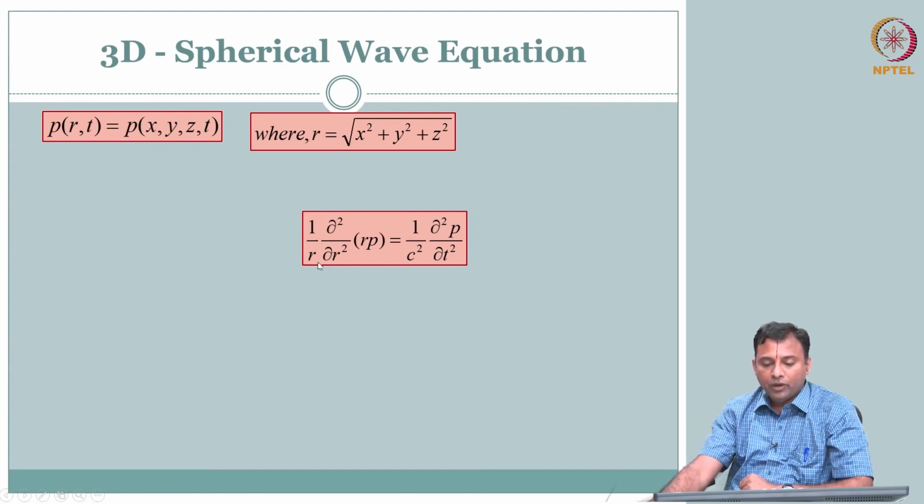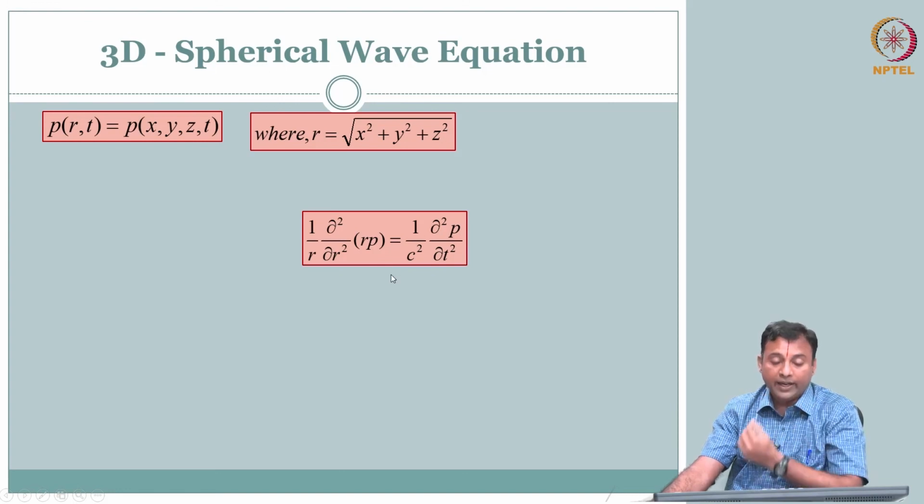Okay. It is very similar; the right hand side is actually no big change. Your pressure is changing in space and time, so you get the second order, dou square p by dou t square, times 1 by c square. So, there is no change here. Here, instead of x, y, z, the Laplacian that we had, we have written it in terms of just r: 1 by r dou square by dou r square of rp. So, if this is the wave equation in spherical coordinates, what will be a solution?